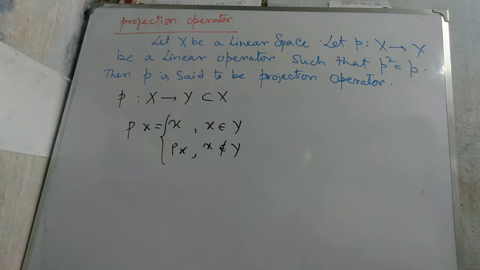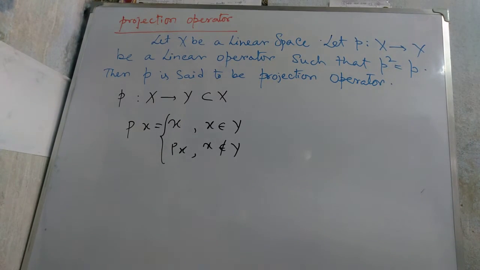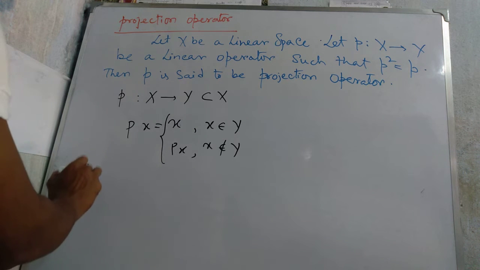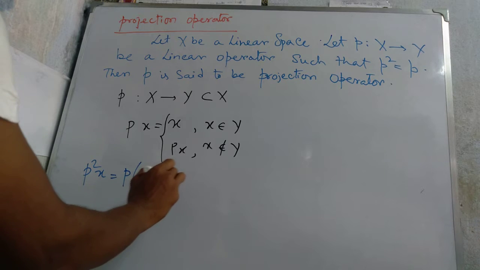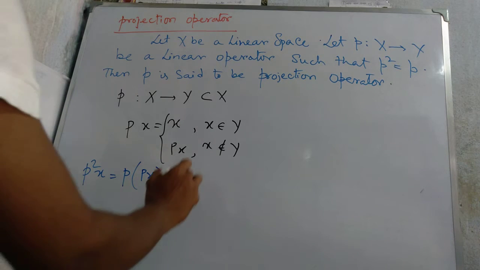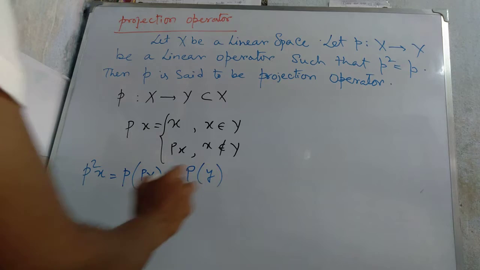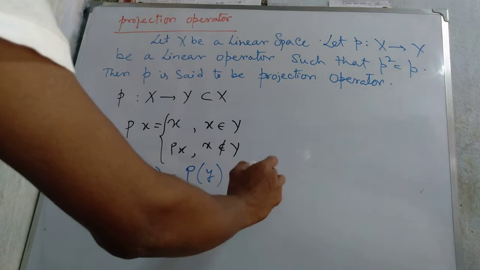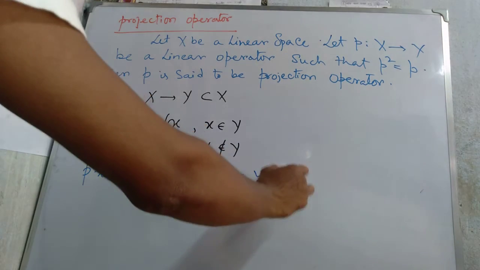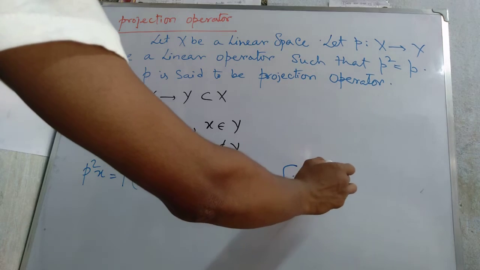Then what we do, P be a projection operator. We see this, just write P square x equal to P of Px. Okay, then P of y, Px equal to y, then P of y equal to y if Px equal to y.